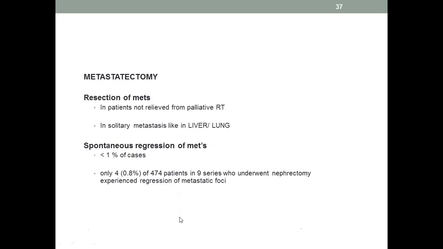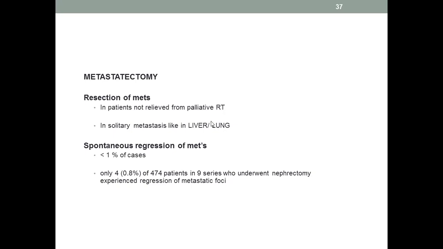There is a separate thing called metastasectomy. That means we take out the metastasis separately. This can be done in liver and lung metastasis. If there's solitary metastasis, like in the liver, the left lobe is involved, you can do a left lobectomy, or in the lungs, if it is solitary metastasis in one lobe of the lung, you can take out that lobe, along with the nephrectomy.